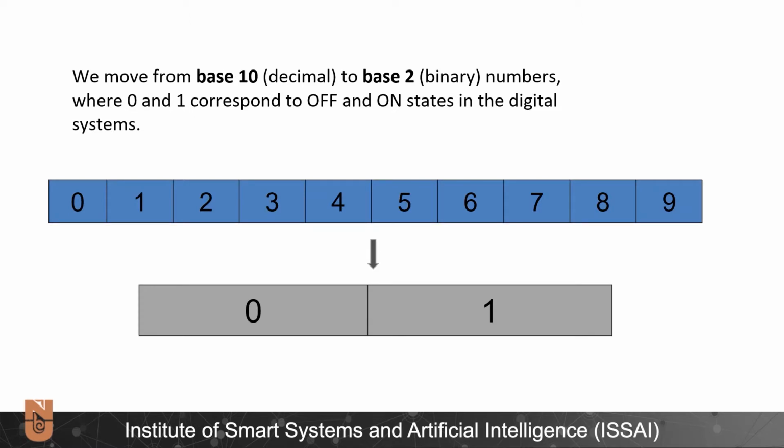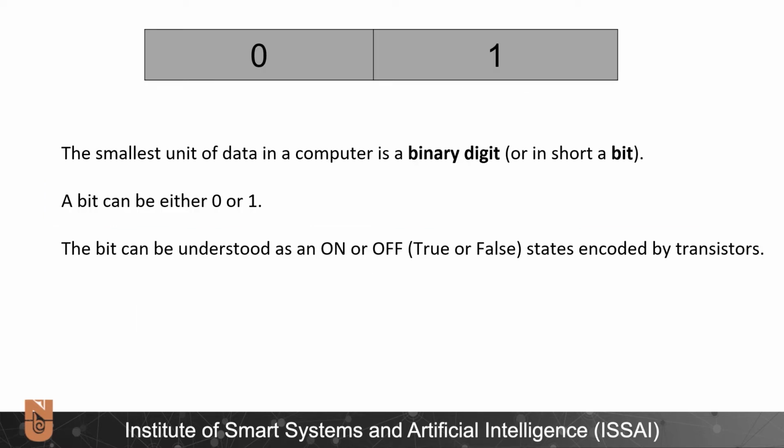So, having the fact that we have binary states in computers, we should move from the decimal system, which is base 10, to base 2 binary numbers. In these binary numbers, 0 and 1 correspond to off and on states of transistors. These binary digits are used as the smallest units of data in computers. As we have already mentioned, these bits are encoded by on and off states of transistors.